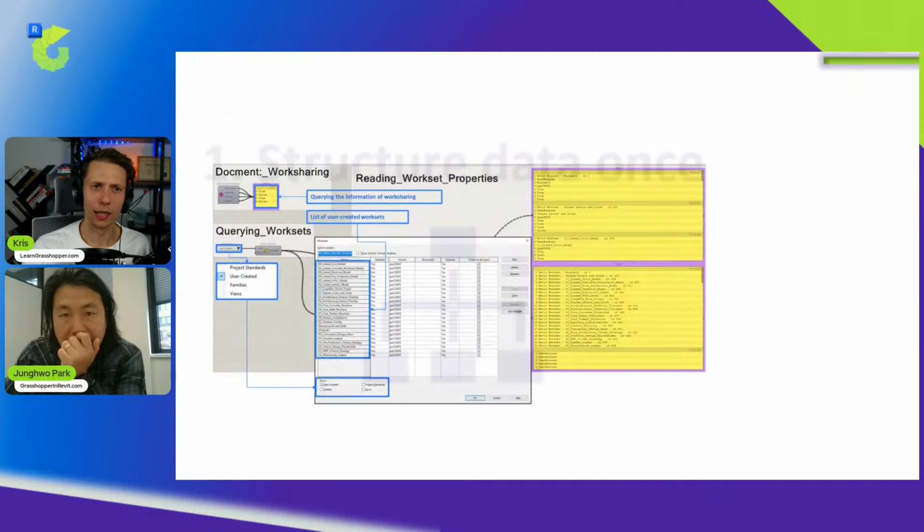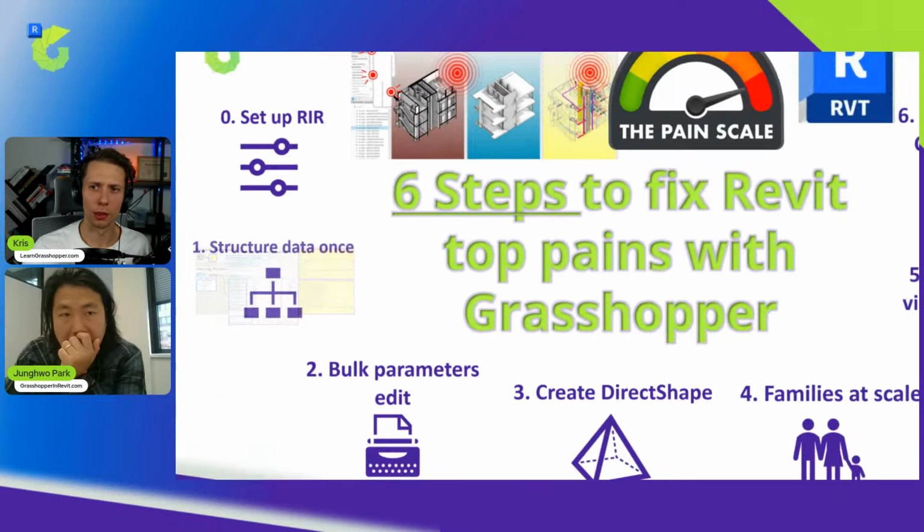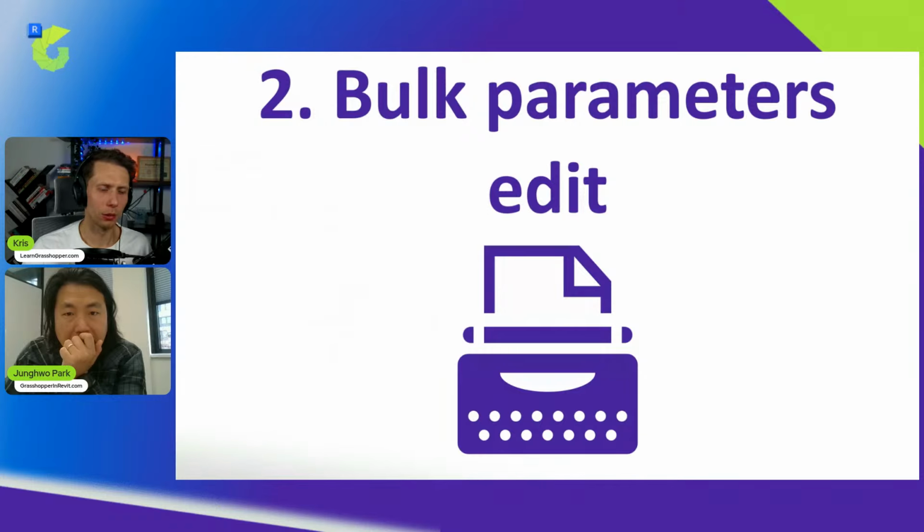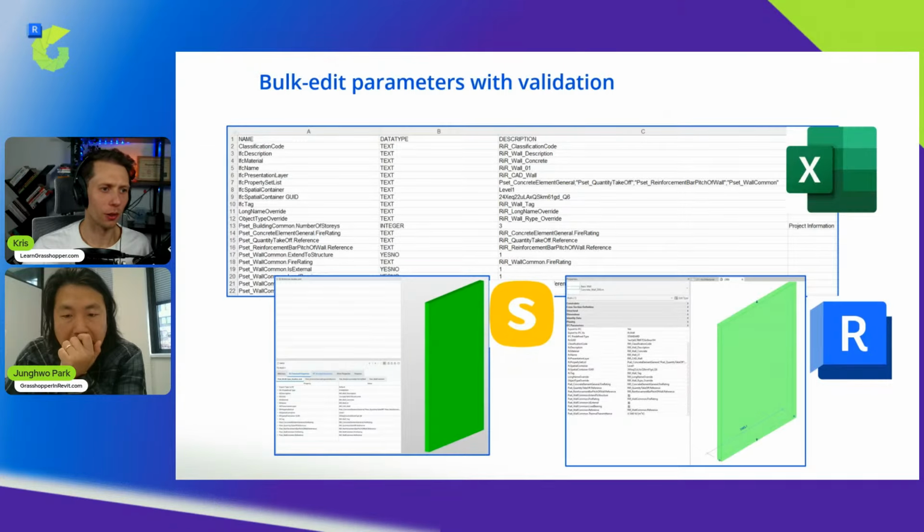All right, so let's go to the next one. So this one was about structuring data, and now the second one was about bulk parameters edit. So how to edit from Excel? We know how to structure data, but how to give all the parameters as well. Yeah. Because it's live, I just have to open it again.